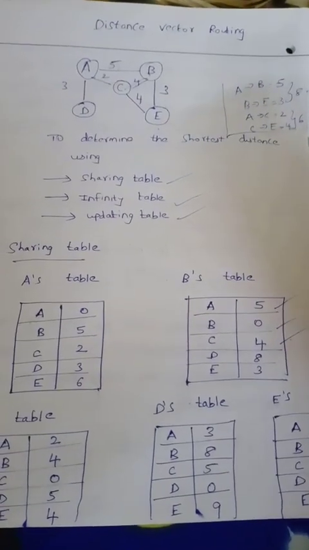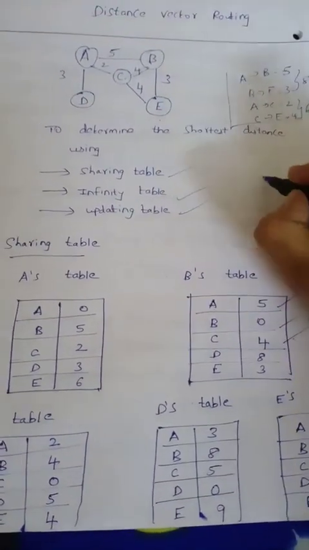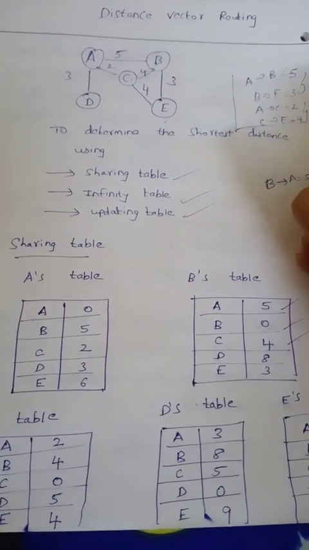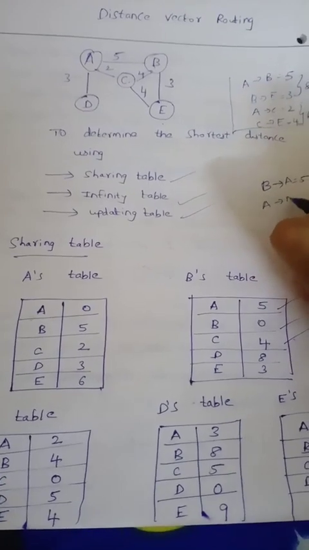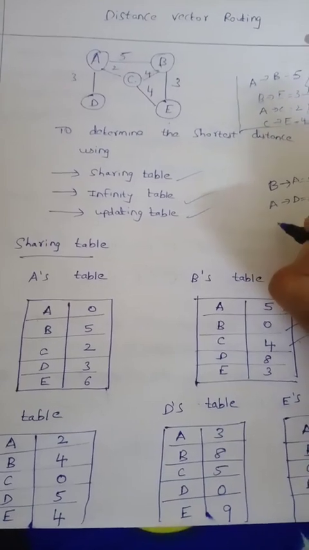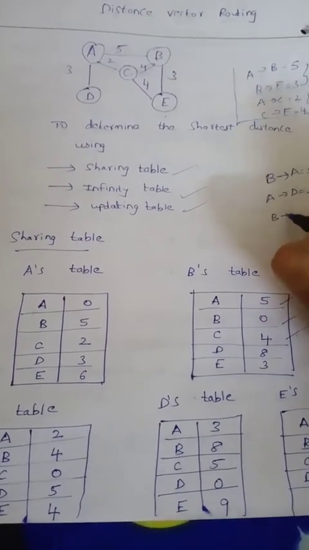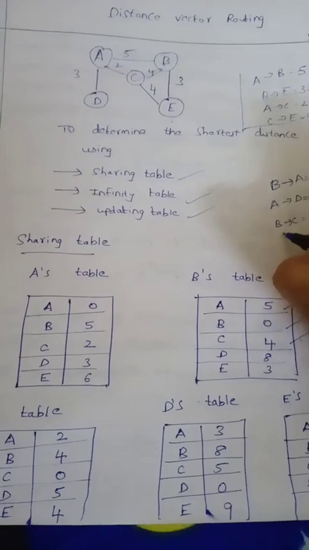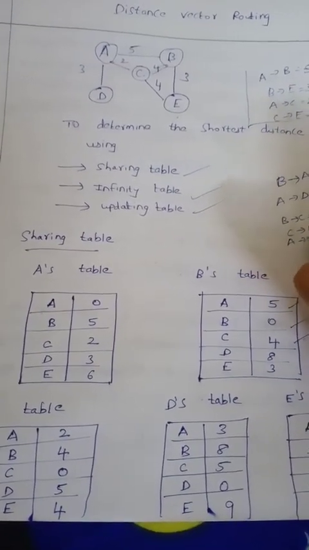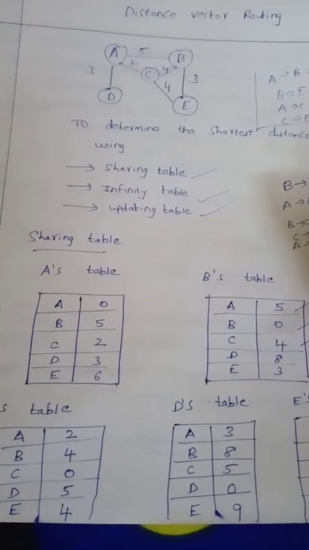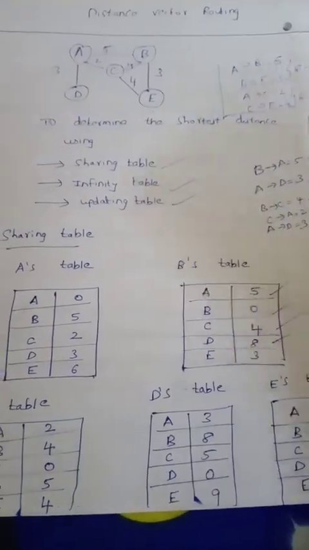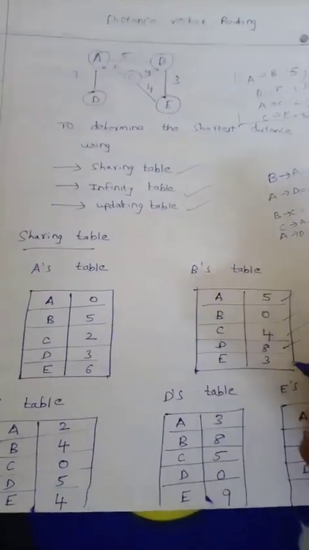Next B to D. Again there are two pathways. I can take B to A equal to 5 and A to D equal to 3, so totally 8. Another pathway is B to C equal to 4, C to A equal to 2 and A to D equal to 3, so totally 9. Which is the shortest path? B to A to D, so I am writing 8. And B to E is 3.